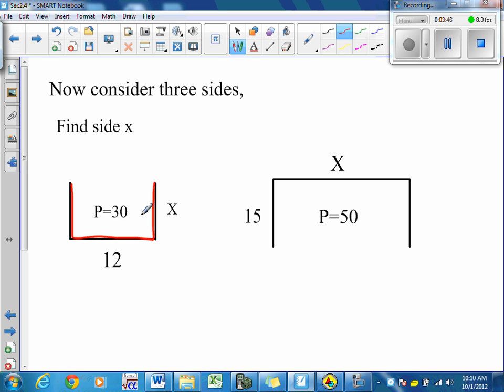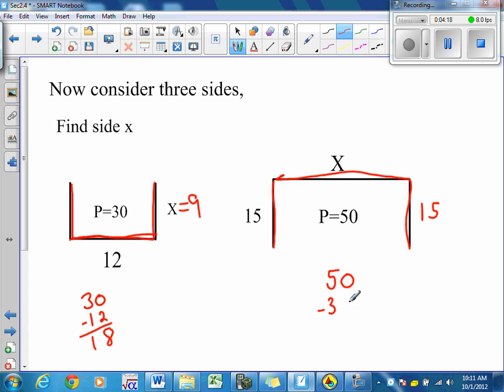A little bit different way, now I have 15 on this side of my 3 sides. That means there's 15 over here. So what's x? So now I subtract 30, and I get 20. But do I need to divide it in half? No. This side is 20. It's only one side. I don't have to divide it in half. So let's look at some problems now that we kind of understand this about perimeter.